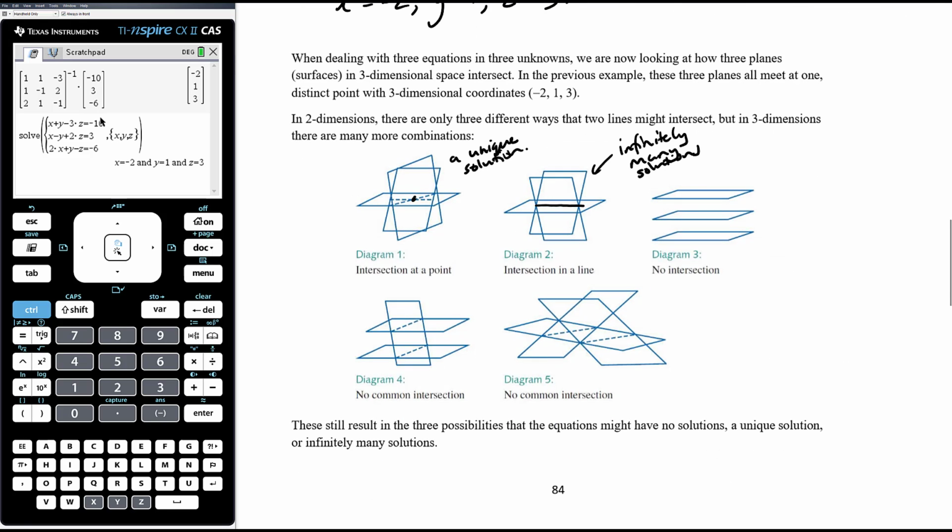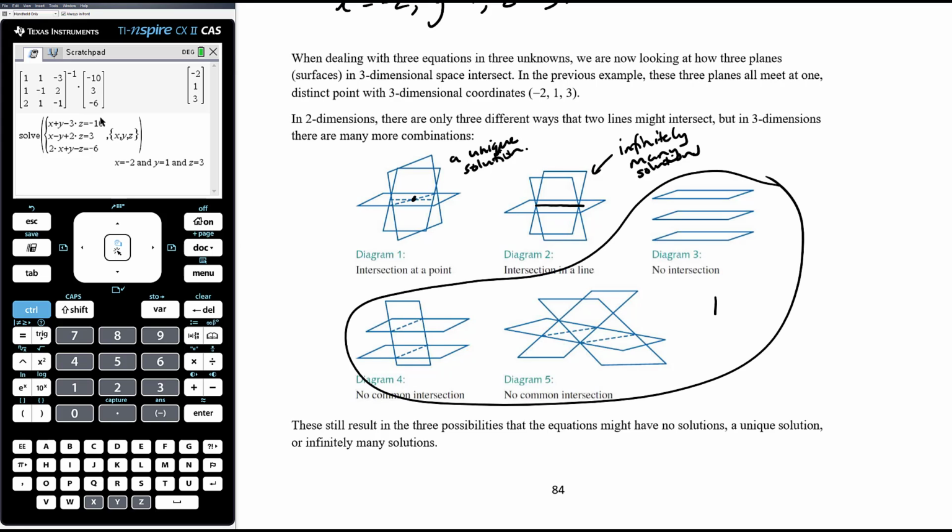But there can be also other situations where 2 of the planes intersect, but they never all intersect at the same place. So for example, here we've got 2 parallel planes and a third plane cutting through them. Now, the first and third planes intersect at a line, the second and third planes intersect at a line, but there's nowhere where all 3 intersect. So the system of equations in 3 variables wouldn't have any solution. So all 3 of these would be no solutions.